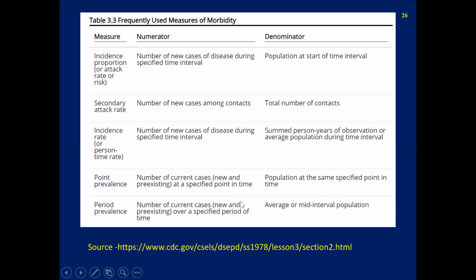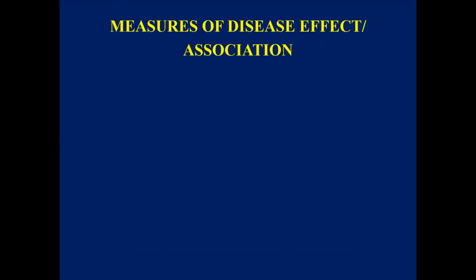And these are the other frequently used measures of morbidity, or frequency measures. And there are measures of mortality also, like birth rate, death rate, all those come under the measures of mortality. But here in measures of morbidity, there are other frequency measures, like incidence proportion, secondary attack rate, then point prevalence we already discussed, incidence rate also we already discussed. So these are the commonly used measures of morbidity or measures of frequency.